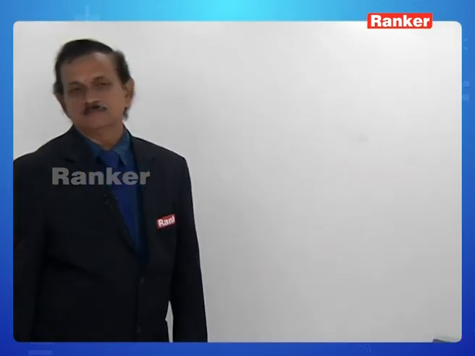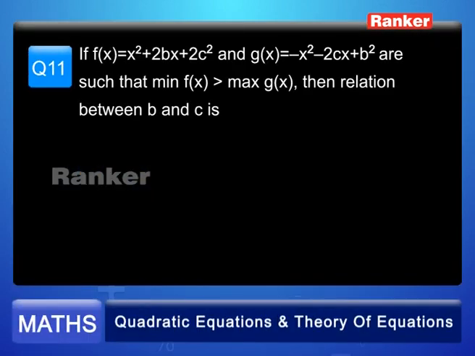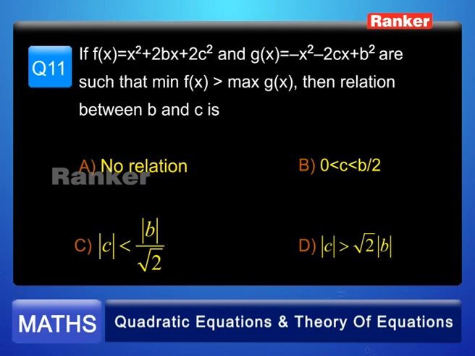The next question, that is question number 11. If f of x is equal to x square plus 2bx plus 2c square and g of x is equal to x square minus 2cx plus b square are such that minimum of f of x is greater than maximum of g of x, then the relation between b and c is. We are given two types of quadratic polynomials.